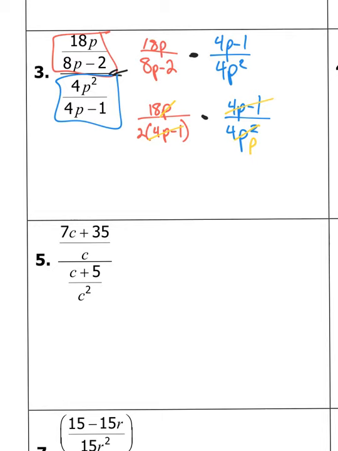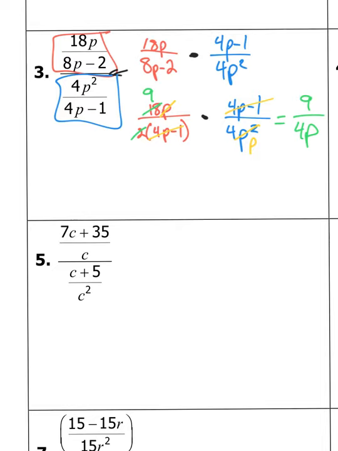And then let's see what else we got. We got 18 and 2. And yeah, I think that's it. So up top, all we're left with is 9, and on the bottom, we have 4p. So again, keep change flip, look to see if you can factor, then simplify and multiply across.